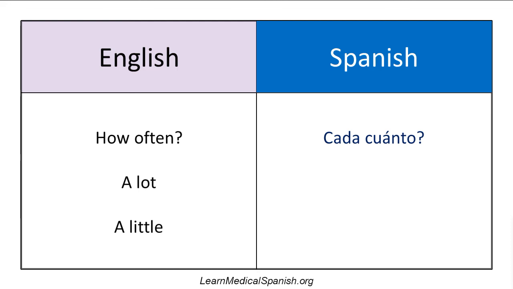A lot. You should probably remember this from middle school, if nothing else. How do you say a lot? Mucho. A little. Un poco. Or just poco in some cases, especially if you're saying the word poco and then something else that follows, like poco dinero, a little bit of money.